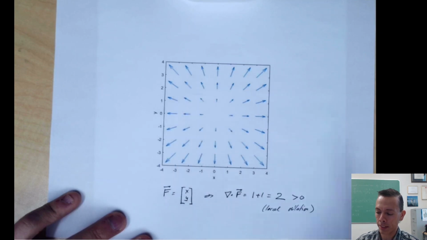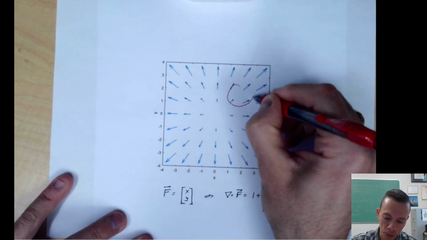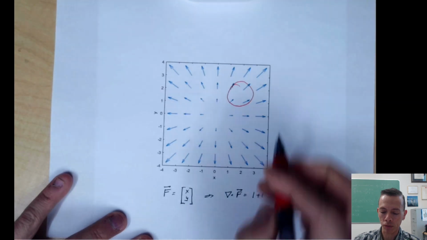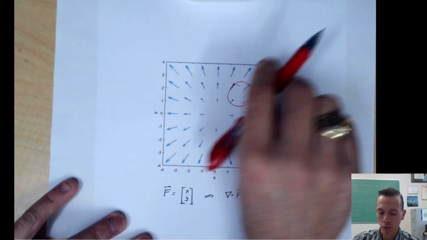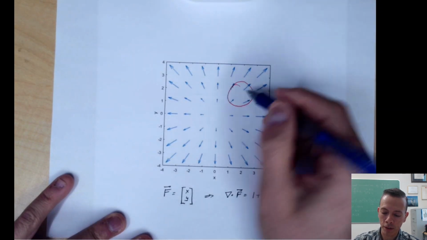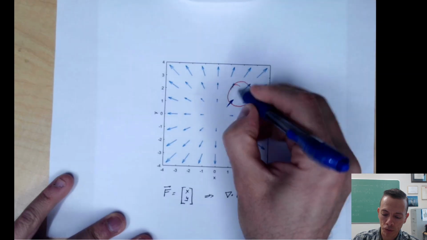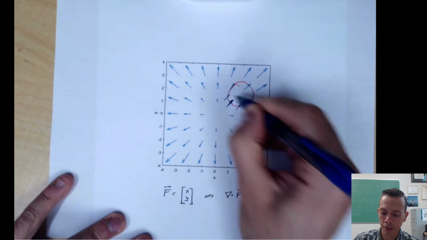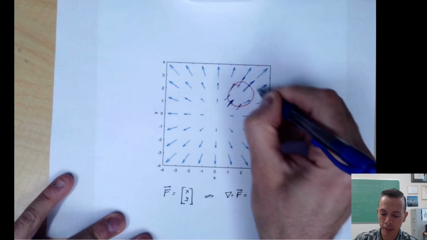Every point acts like a source, which means that if you take a little bounded area anywhere in this vector field, the arrows are moving outwards from the origin. In this case, the arrows are also expanding the further away they are from the origin. And so you have the vector field that is coming in on this side of this region, and it's moving out on the other side.